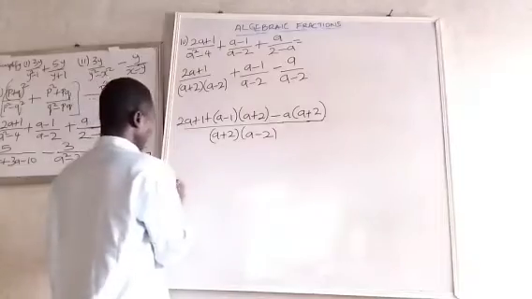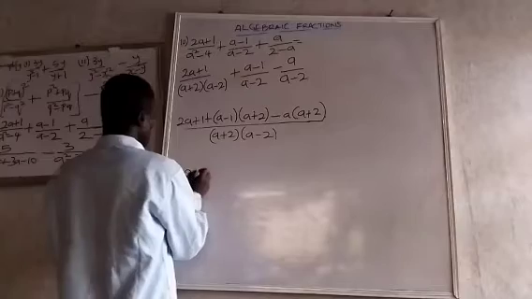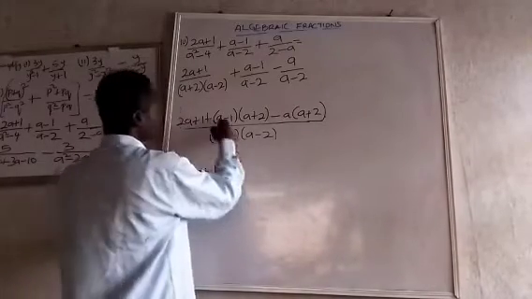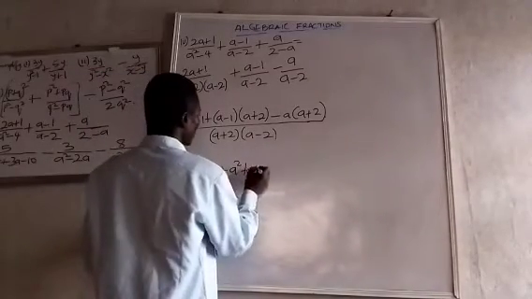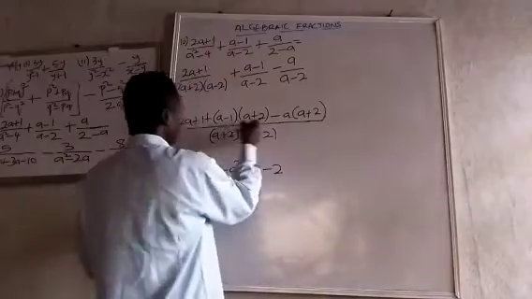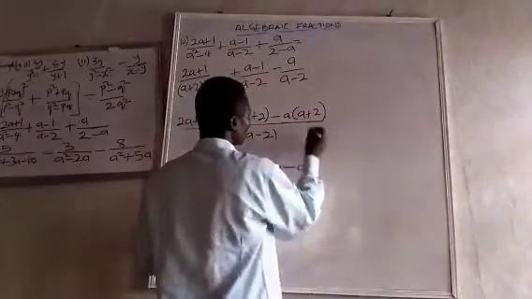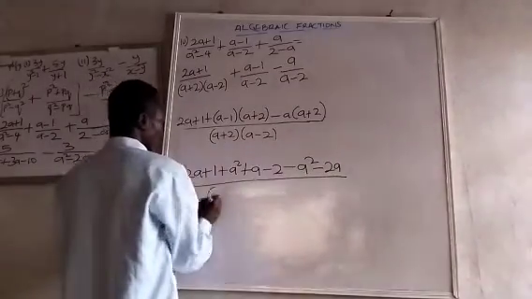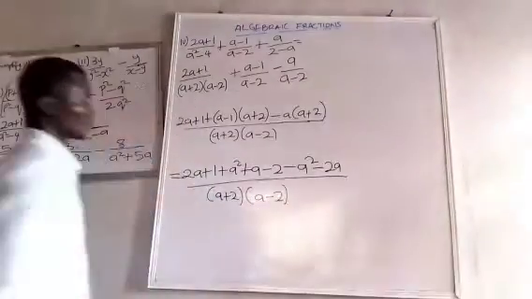So let's expand. On expanding this, I'm going to have (2a plus 1) into a squared, plus a minus 2, minus a squared minus 2a, whereby (a plus 2) times (a minus 2). So you get it now.